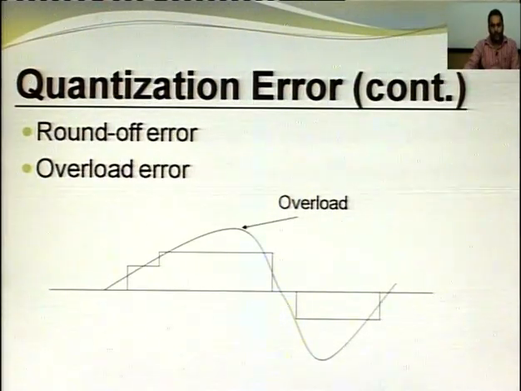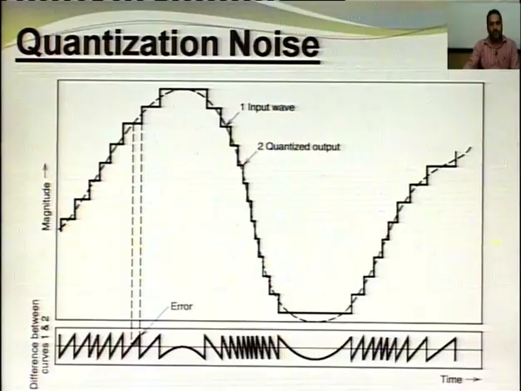So, it is just a diagram. In this case, round off errors and overload errors are shown. Here the quantization noise is shown. The dotted line is the original signal, that is the input wave, our original information. Then the solid dark lines are the quantized outputs, meaning these are the quantization levels which we assign to the original signal. The difference between the two, shown below, the difference between curves 1 and 2, is the error, meaning curve 2 is not exactly like curve 1. So, the difference between these two is the error.